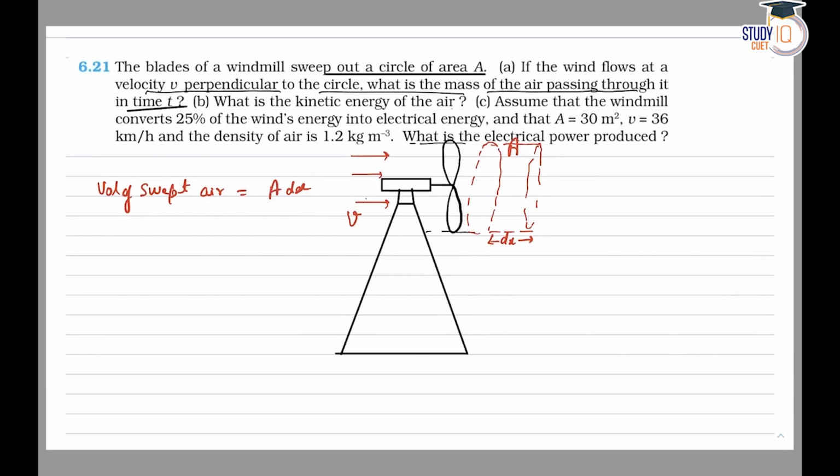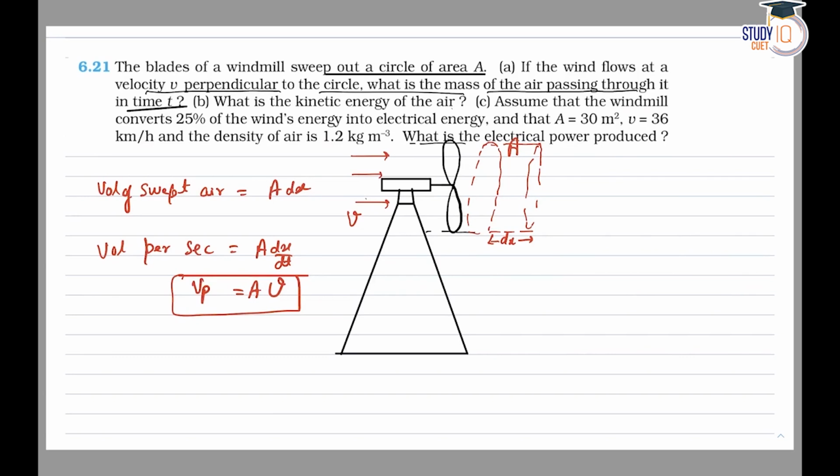Now per unit time, volume per second can be found, that is equal to A dx by dt, and A dx by dt is equal to A into v, where v is the velocity of wind, and this is volume per second. So volume per second comes out to be A into v, where A is cross-sectional area and v is the velocity of wind.